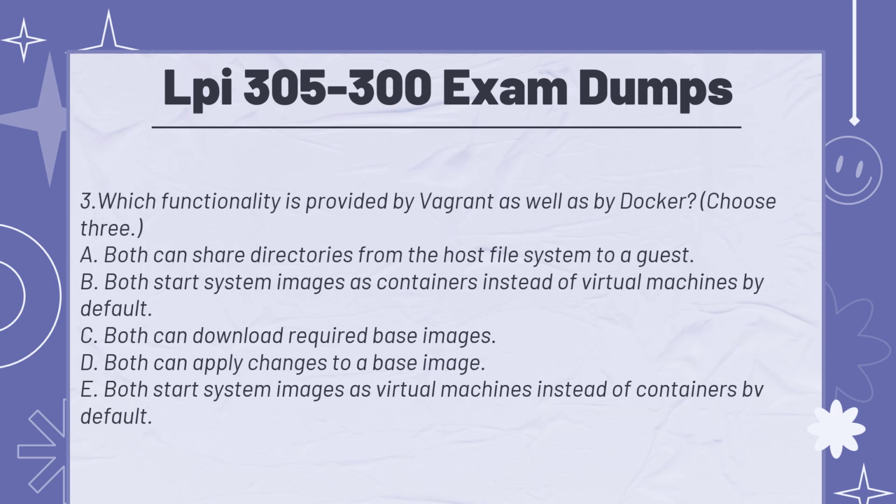3. Which functionality is provided by Vagrant as well as by Docker? Choose 3. A. Both can share directories from the host file system to a guest. B. Both start system images as containers instead of virtual machines by default. C. Both can download required base images. D. Both can apply changes to a base image. E. Both start system images as virtual machines instead of containers by default.